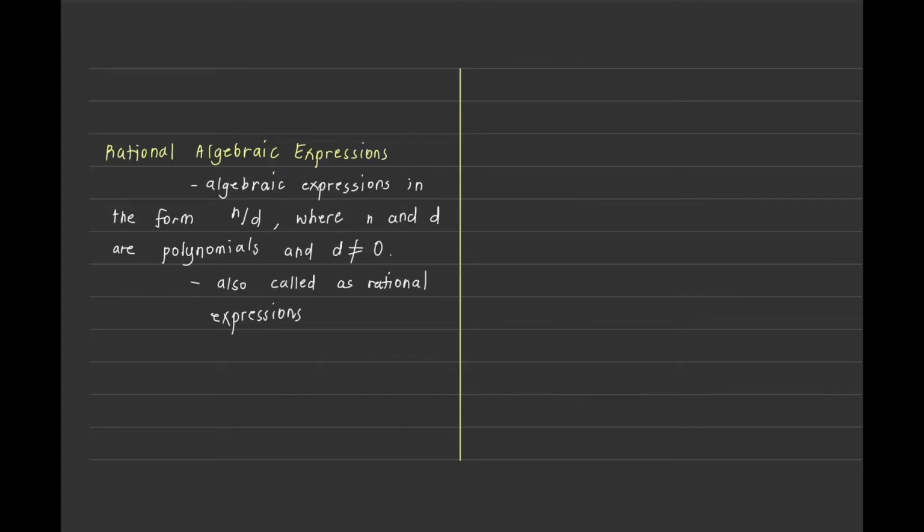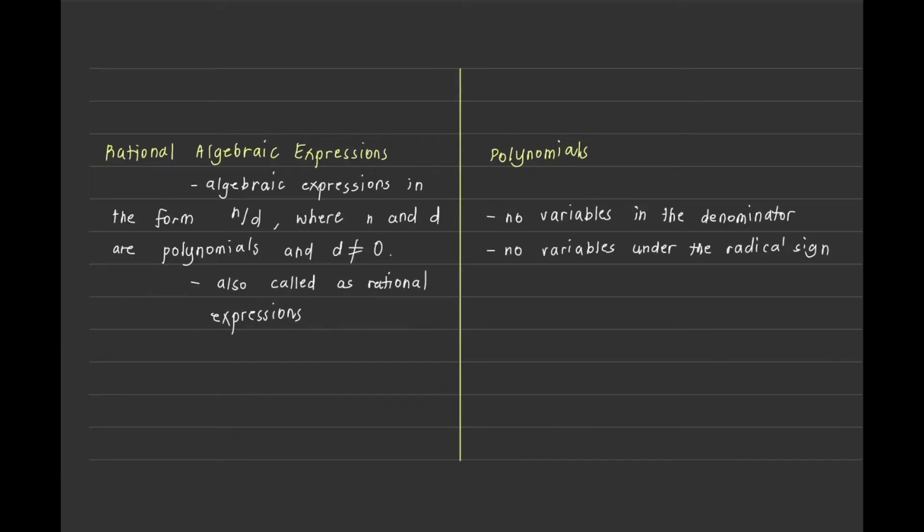We know that the numerator and the denominator must be polynomials. Let's recall when an expression can be considered a polynomial. First, it must not have a variable in the denominator. Second, there should be no variables under the radical sign. Third, there should be no variable exponent. And lastly, there should be no variables having a negative or fractional exponent.